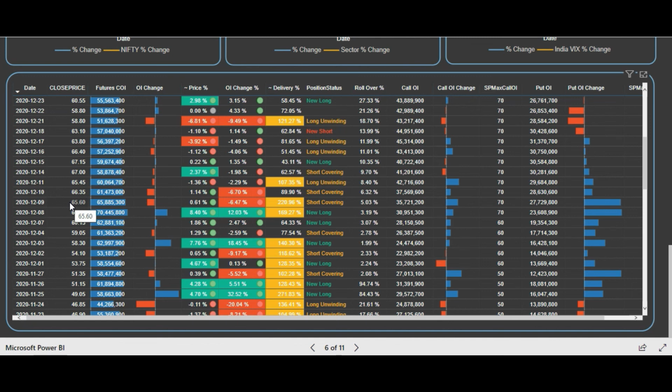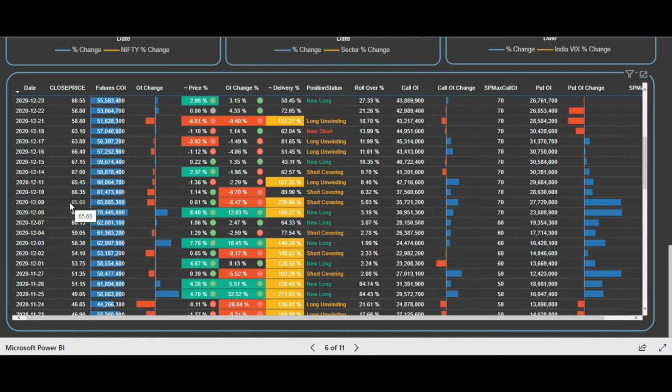So in this way, you have to look at the futures cumulative open interest data, and you have to relate it with the option chain also, and also you have to relate it with the cash market data. So it will give you a total holistic picture. It will give you a complete picture, and then you can make your trading decisions according to that.